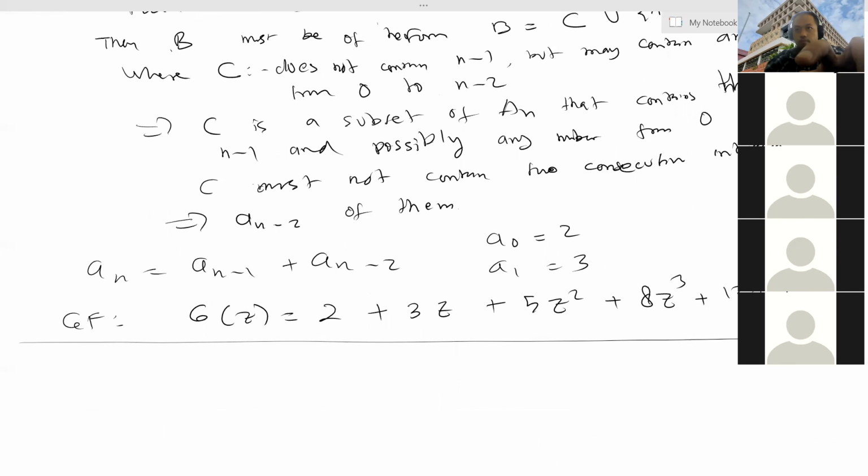No? If not, let's work on finding the closed form of the generating function. So now let's do it here.